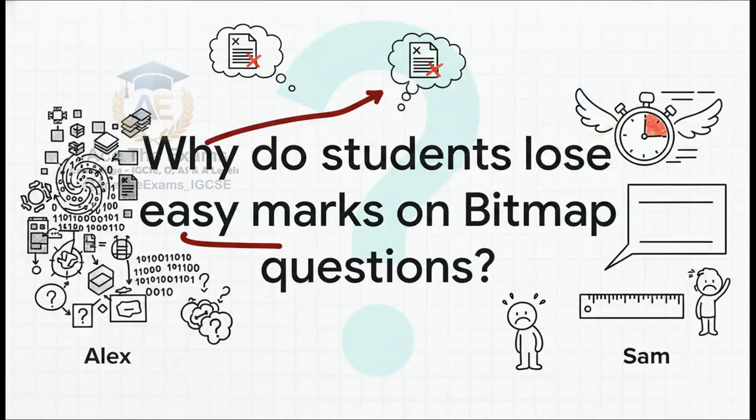Okay, let's dive right into this by addressing a massive mystery. Why do highly prepared, incredibly intelligent students constantly drop easy points on seemingly straightforward pixel, file header, and image resolution questions? To understand this, I want you to imagine two totally different students taking the exact same 9618 past paper. We'll call them Alex and Sam. Now, they both come across a question asking them to calculate the file size of a bitmap image based on its header and pixel data.